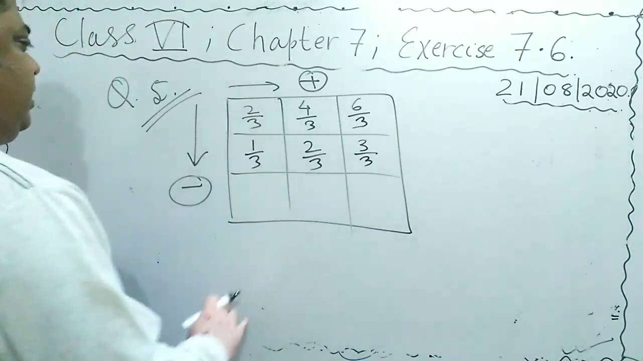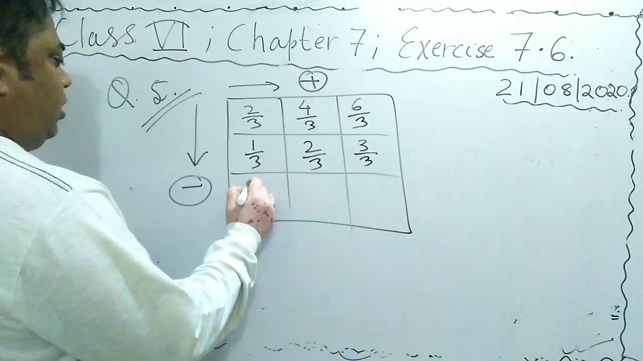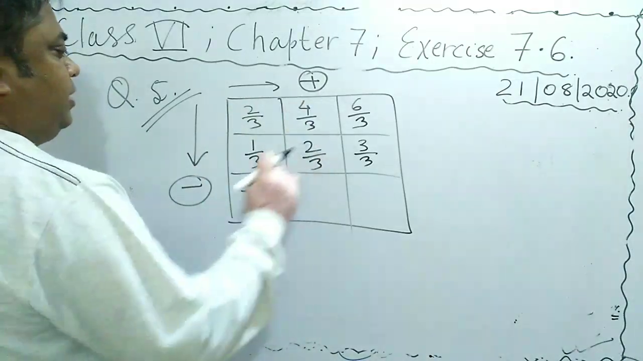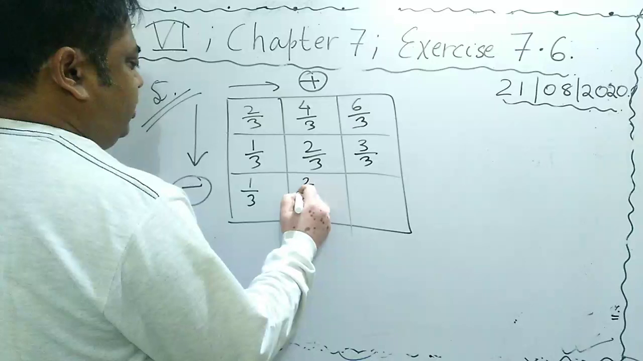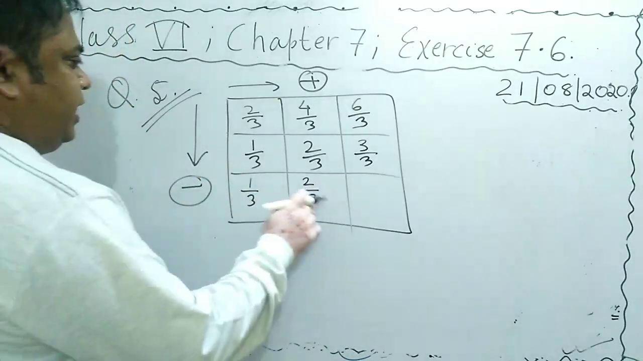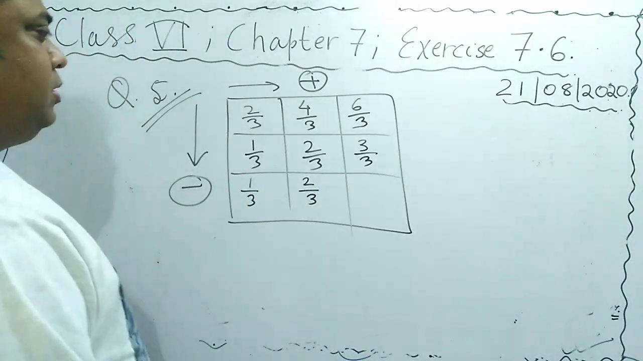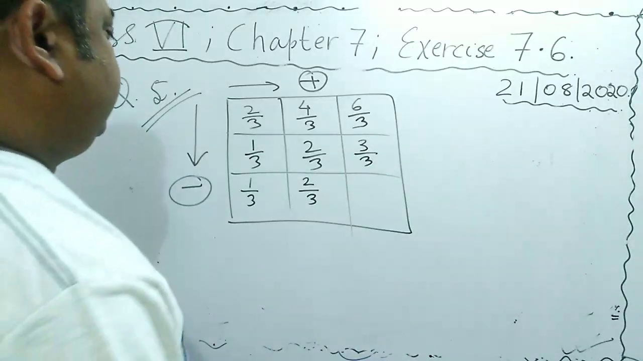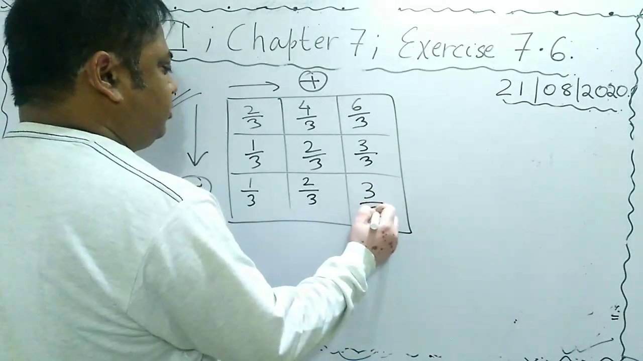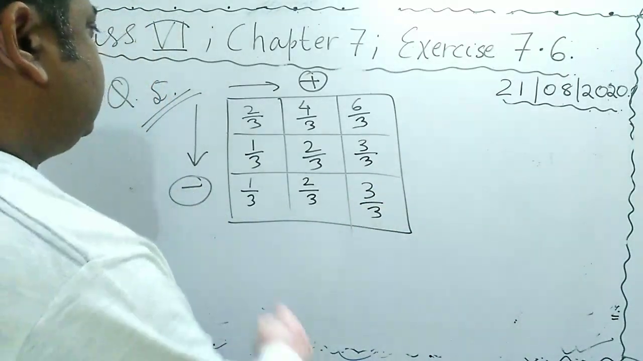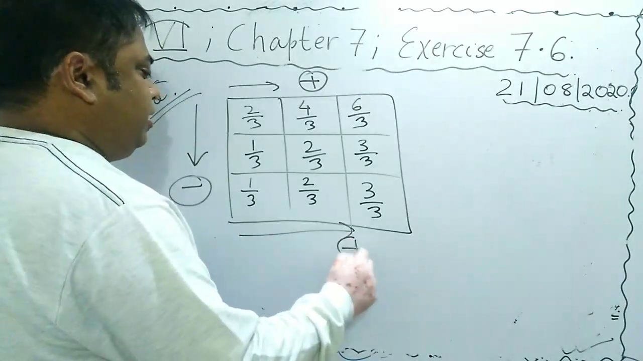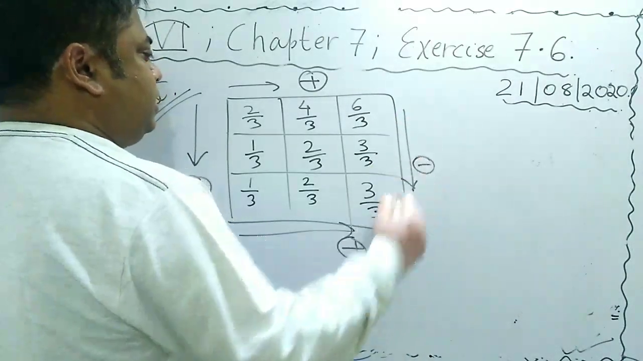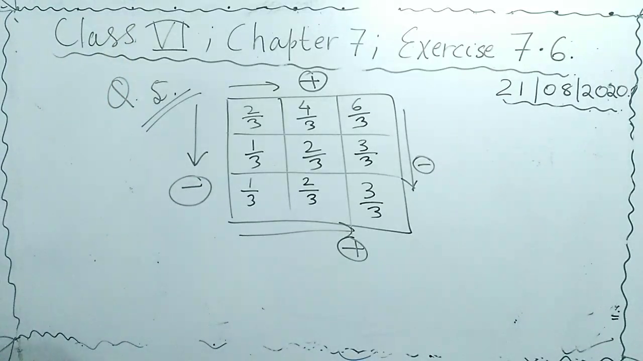अब इसे सब्ट्रैक्ट करना है. 2/3 से 1/3 होगा तो क्या होगा 1/3. 4/3 से 2/3 माइनस होगा तो क्या होगा 2/3. इसे और इसे ऐड करेंगे तो कितना आएगा 3/3, बिकॉज लेफ्ट टू राइट हमें ऐड करना है और टॉप टू बॉटम हमें माइनस करना है. In the same pattern, question number B is there.